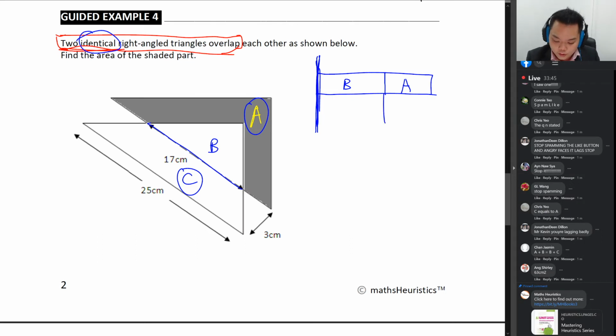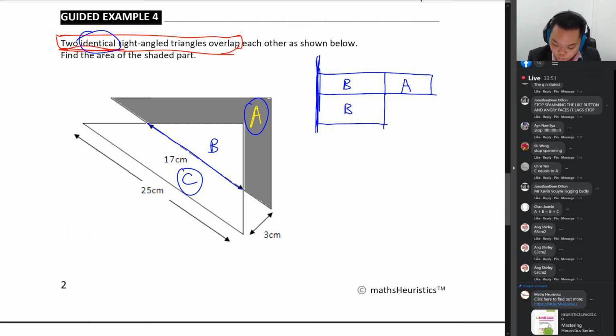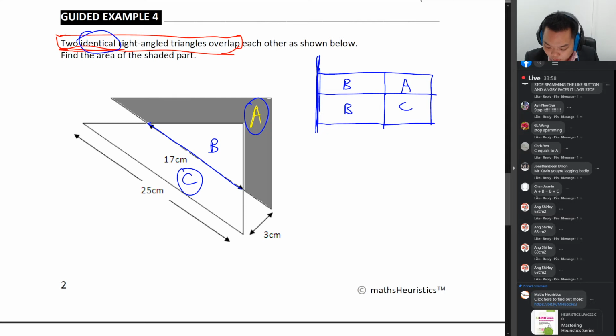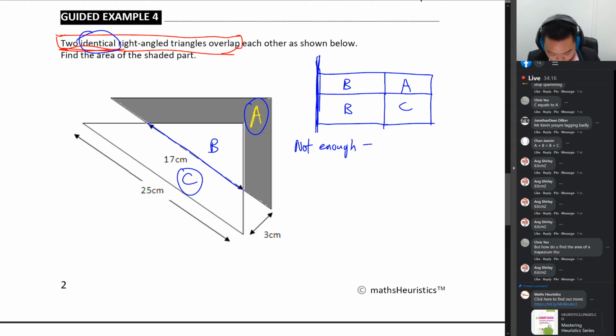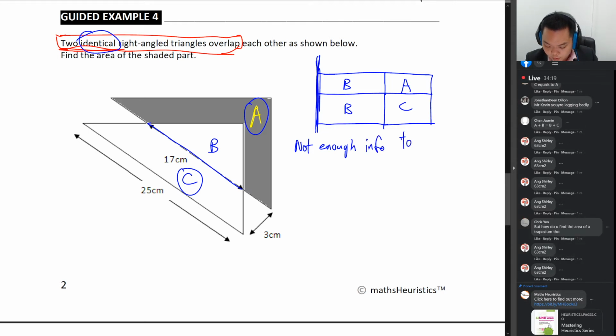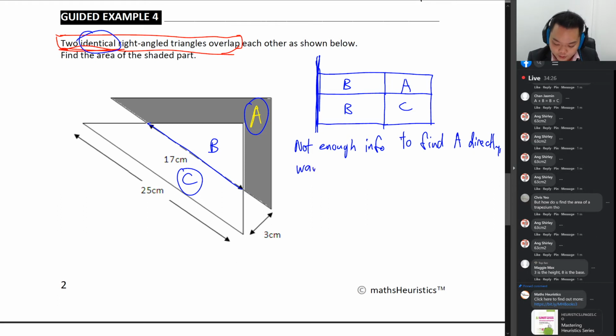Okay, so here's a way to visualize it. If we are to draw out the second triangle over here, whose area is B plus C, it must have the same area as the one above it, because they are identical. So because there is not enough info to find A directly, you want to find C instead.